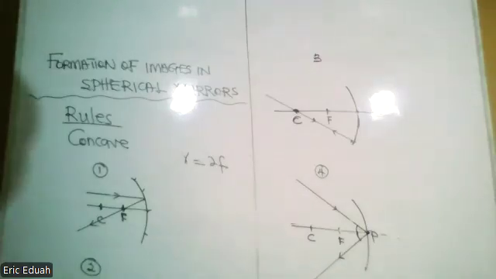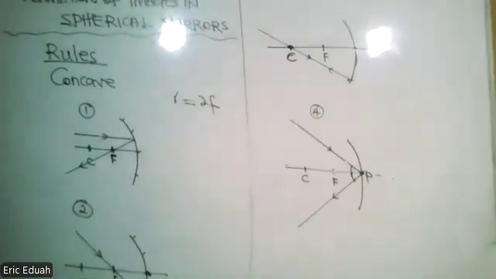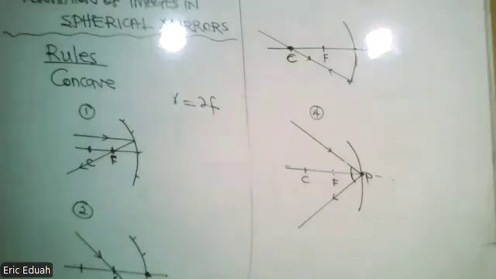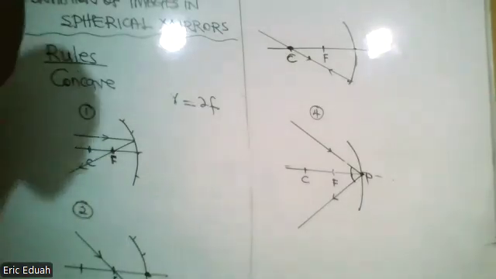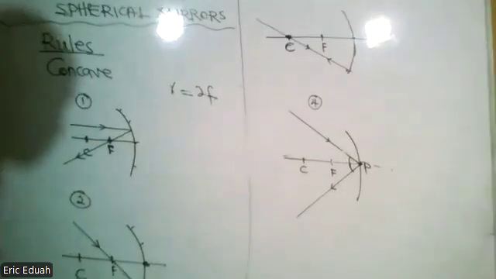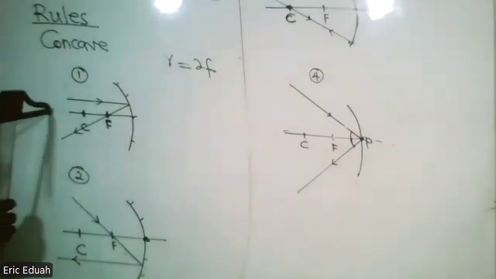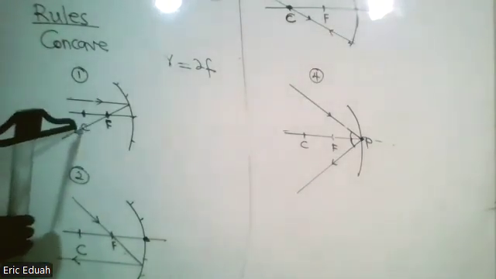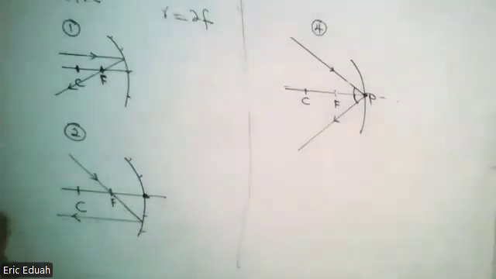So these are the 4 rules of the game for concave mirror. 1. A ray of light traveling parallel to the principal axis, after reflection passes through the principal focus. 2. A ray of light passing through the principal focus after reflection must be parallel to the principal axis.